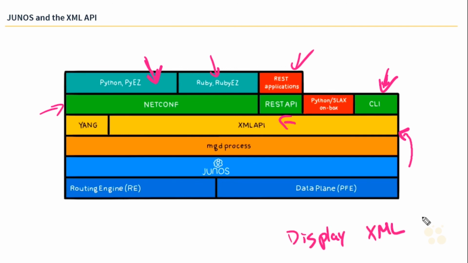You can use the XML API with display xml or display xml rpc to see either the request or the response. Think about what request you're trying to issue and what responses you're going to get back, baked directly onto the box itself. So that being said, that's the introduction to the Juniper operating system XML API.